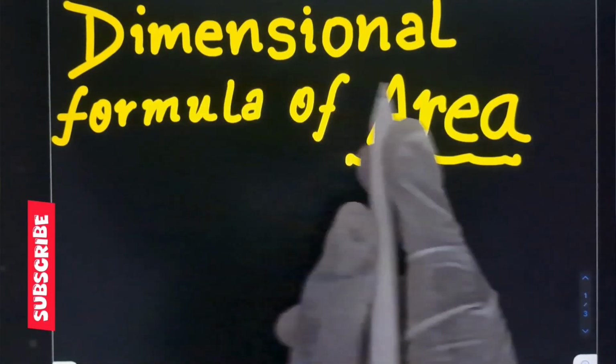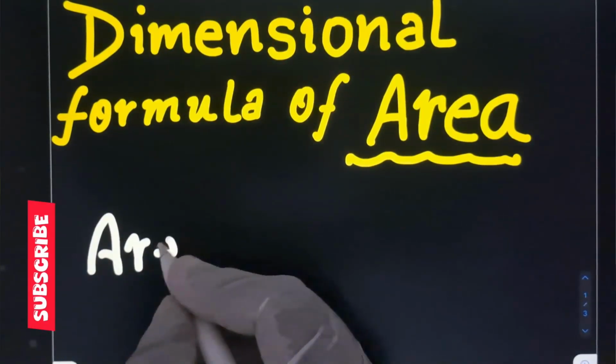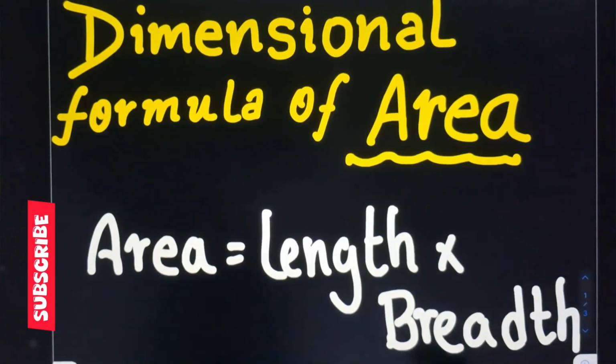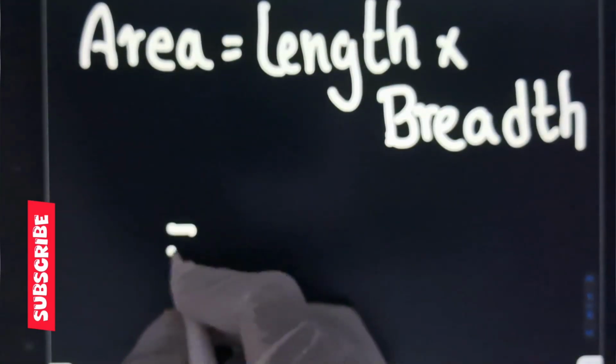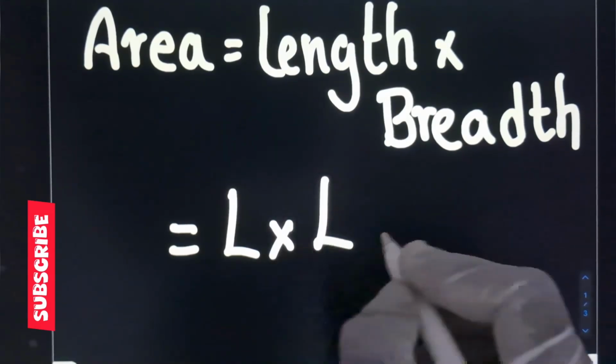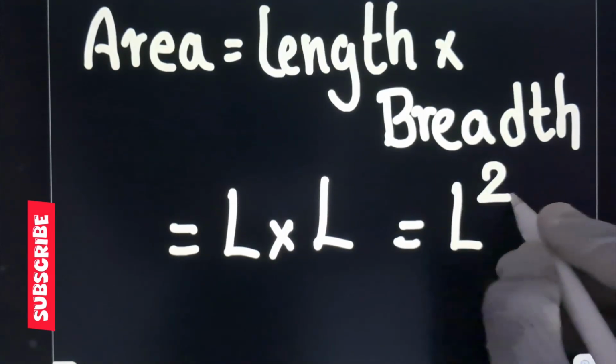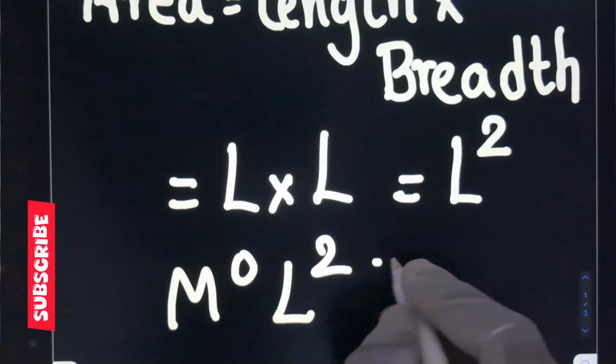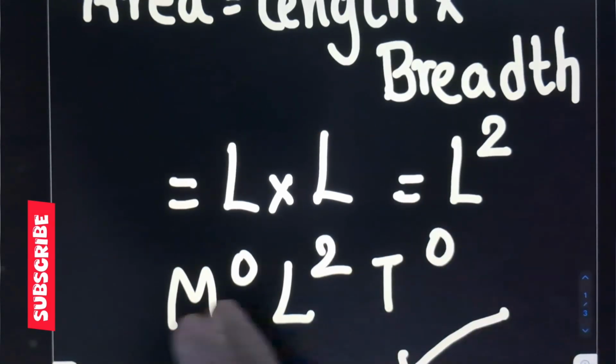To find the dimensional formula of area: area is equal to length into breadth. As they are in the same units, they are written as L into L, and it is L square. The dimensional formula of area is M power 0, L power 2, T power 0.